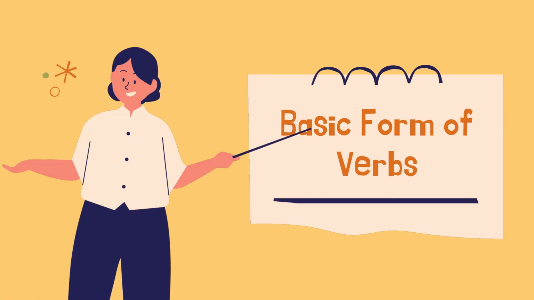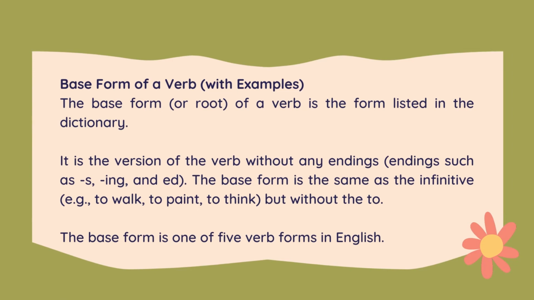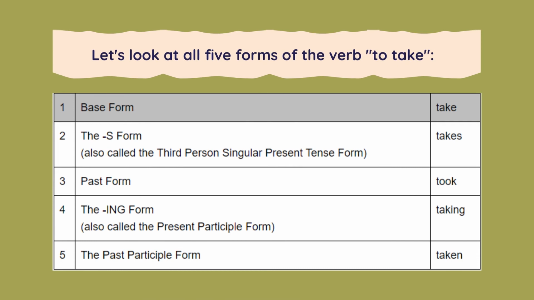Basic form of verbs. Base form of a verb with examples. The base form or root of a verb is the form listed in the dictionary. It is the version of the verb without any endings, such as s, ing, and ed. The base form is the same as the infinitive. Example: to walk, to paint, to think, but without the to. The base form is one of the 5 verb forms in English. Let's look at all 5 forms of the verb to take.